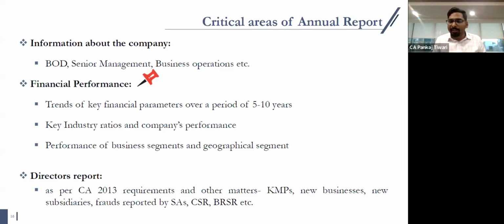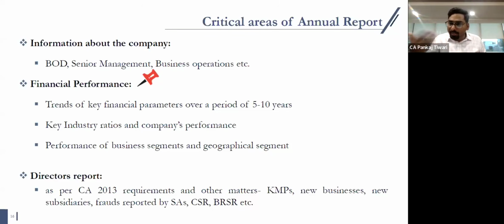For example, if you look at the annual report of DMart, it will give you financial performance. One of the parameters of the financial performance is how much revenue they have generated per square feet of a retail shop, or the DMart shop they have opened. So that is one of the industry parameters which you can compare with the other retail industry and come to know whether they are doing good or not.